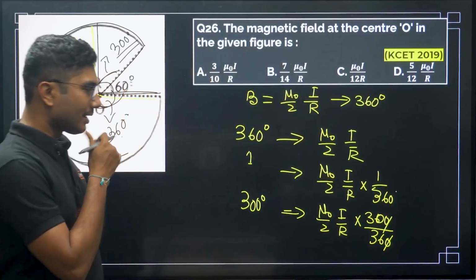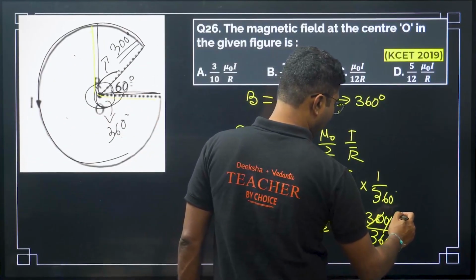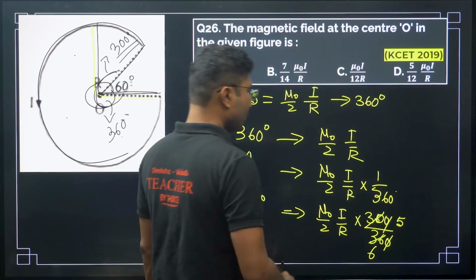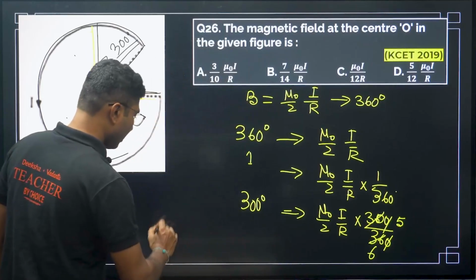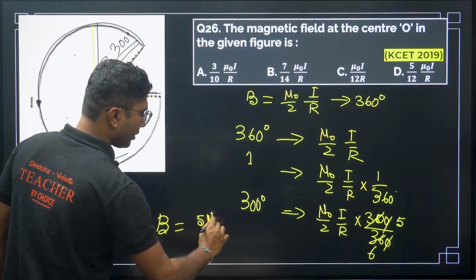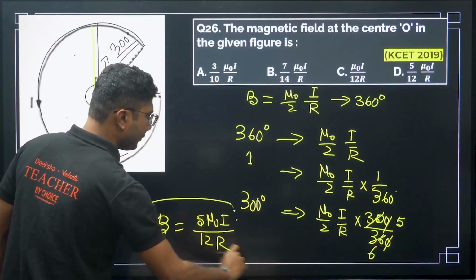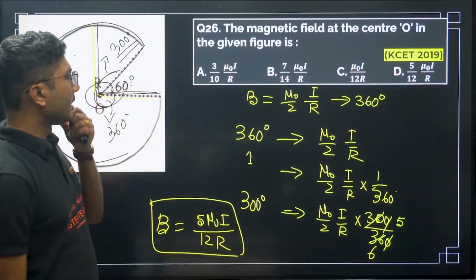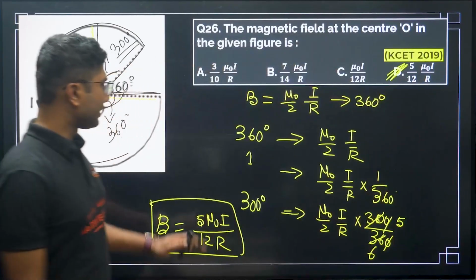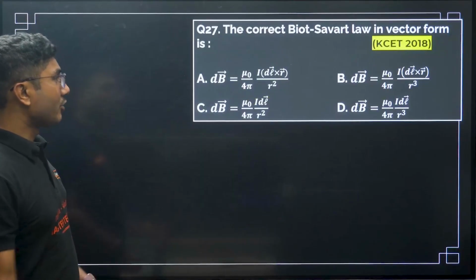Problems are not always difficult. You might be feeling confused about such questions at times. 300 by 360 is 5 by 6, so the magnetic field will be 5 mu naught I by 12 R. Simply a unitary method problem. So 5 mu naught I by 12 R. Option D is correct. Simple unitary method problem. So even though the question looks tricky, it was not actually that tricky.